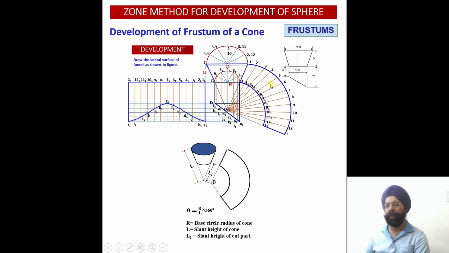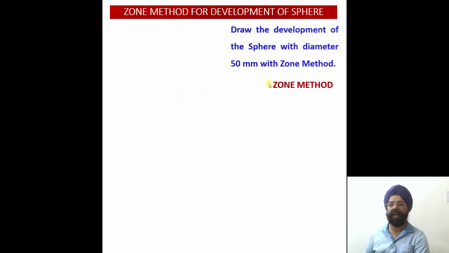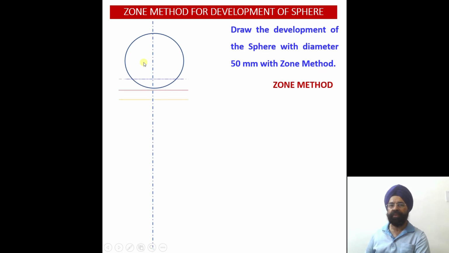This problem again we have discussed in the previous lecture. So these two cases we have already discussed. With this background, let us start working on the development of the sphere using the zone method. Now here we are required to make the development of a sphere having a diameter of 50 millimeter using the zone method. Now you see, here we have a sphere, and this sphere diameter will be 50 millimeter.